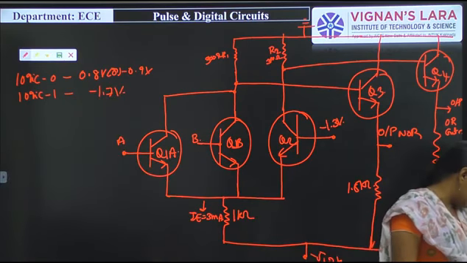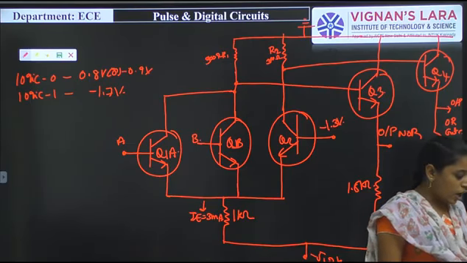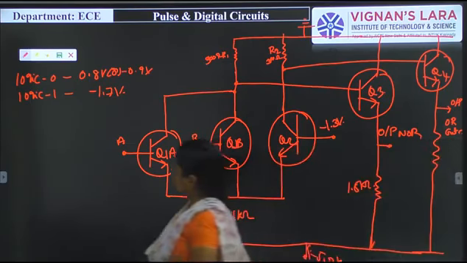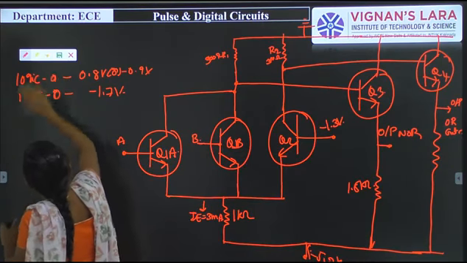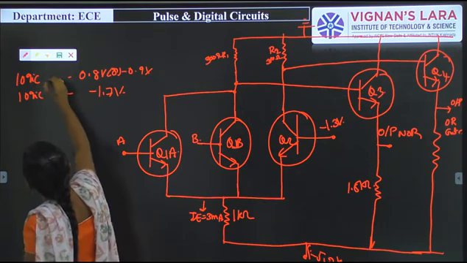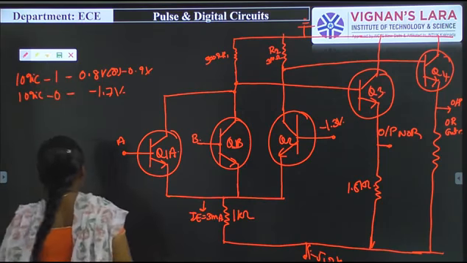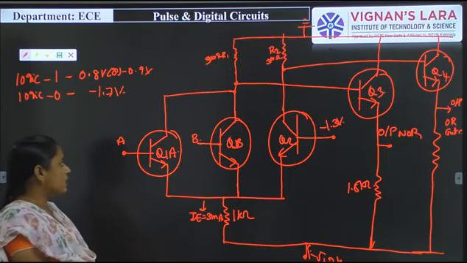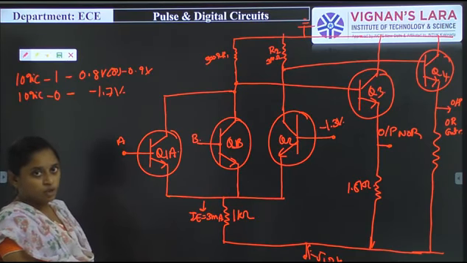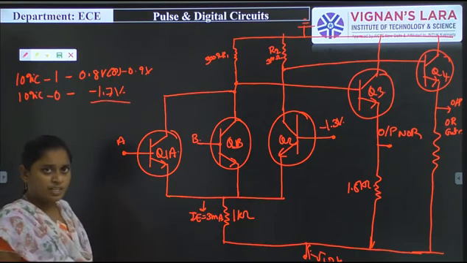Simply we have to say that here logic 0 is represented with minus 1.7 and logic 1 is represented with minus 0.9 volts. So when we get the output, we say whether it is logic 1 or logic 0. First I am giving input signals A and B as 0, 0. Here 0 is nothing but minus 1.7 volts.